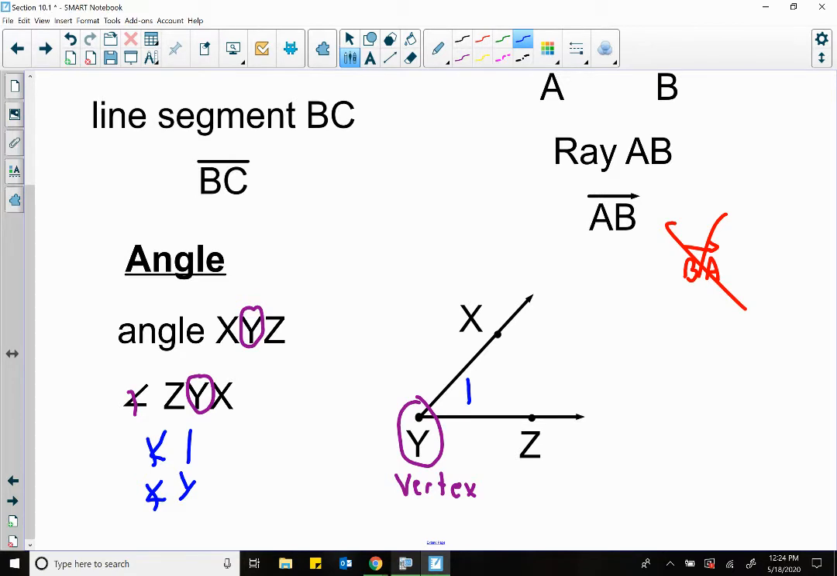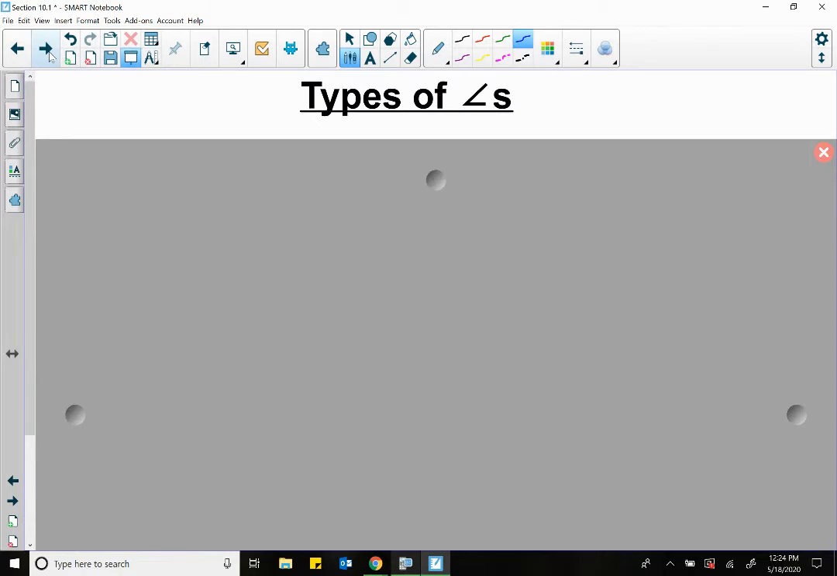Okay, we've got some different objects we can work with now. Lines, line segments, rays, angles, points, planes, 6 objects. And from here, we can start to now build relationships and start to understand some terminology. So let's talk about angles. Okay, there are 4 types of angles that we want to discuss and know about. Hopefully you know what they are.